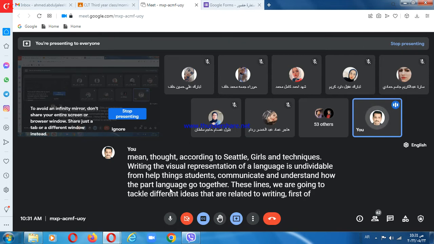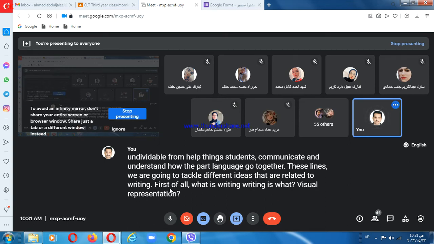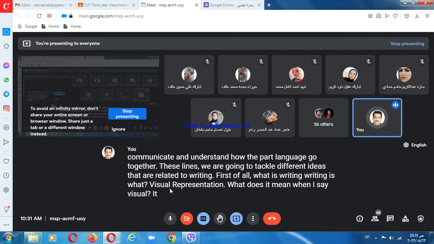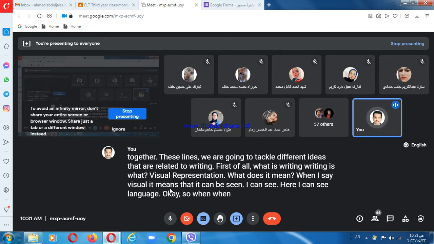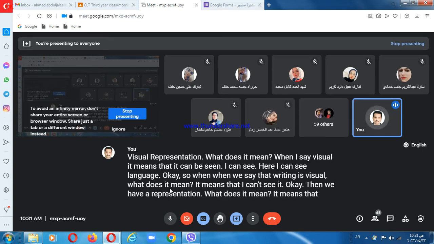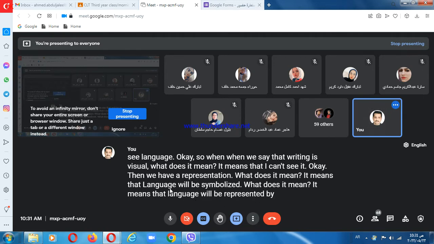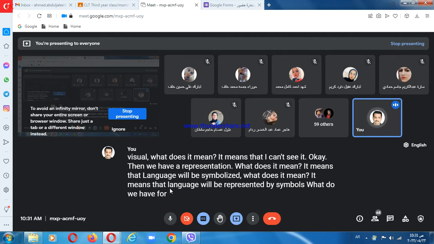First of all, what is writing? Writing is a visual representation. What does it mean? When I say visual, it means that it can be seen. I can see language. Then we have a representation. It means that language will be symbolized, represented by symbols. What do we have for symbols? We have letters, letters to be written.